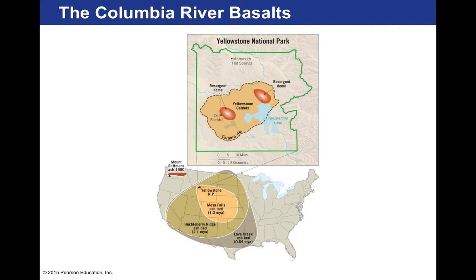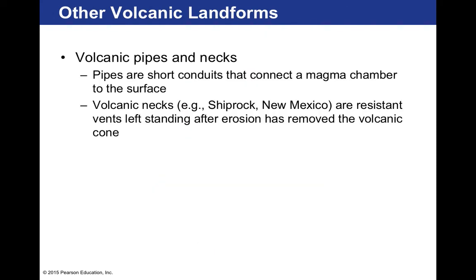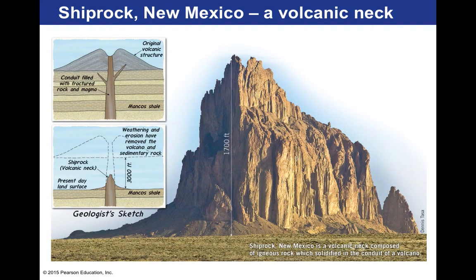All right, and just to give you an idea, there are some Columbia River shield domes in the United States, particularly in Yellowstone National Park. So it's just showing you that we do have a few different volcanic sites in the United States, but many of them are dormant. All right, the last landform that I'm going to talk about are volcanic pipes and necks. So again, the pipes are the conduits that allow the magma to flow to the surface. So an example of a volcanic neck that exists today is in Shiprock, New Mexico.